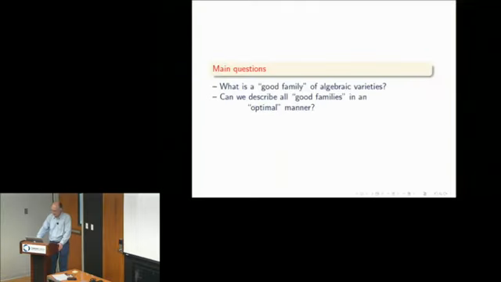So, the second lecture on families of algebraic varieties. Okay. Thank you very much. And so let's just recap where we ended up yesterday. The main question that we were trying to study: what is a good family of algebraic varieties? And the second part is, can we describe all good families in some optimal manner?